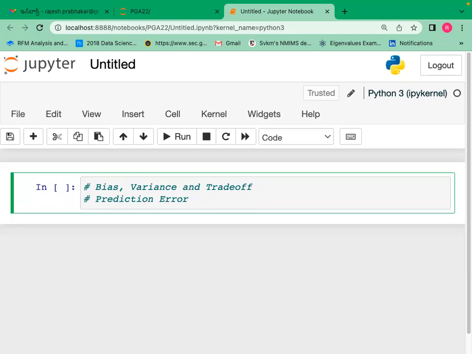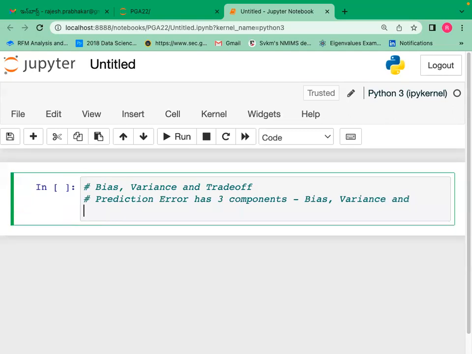So prediction error has three components: bias, variance, and irreducible error. Prediction error typically has three components: bias, variance, and irreducible error.